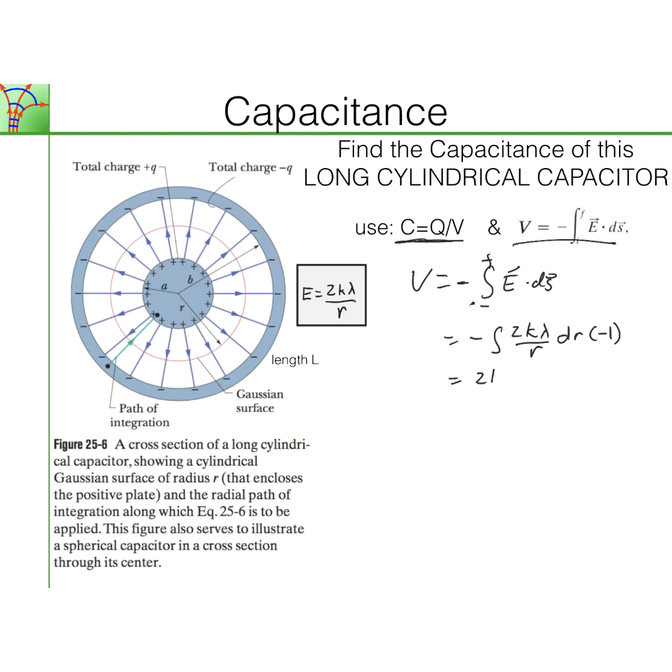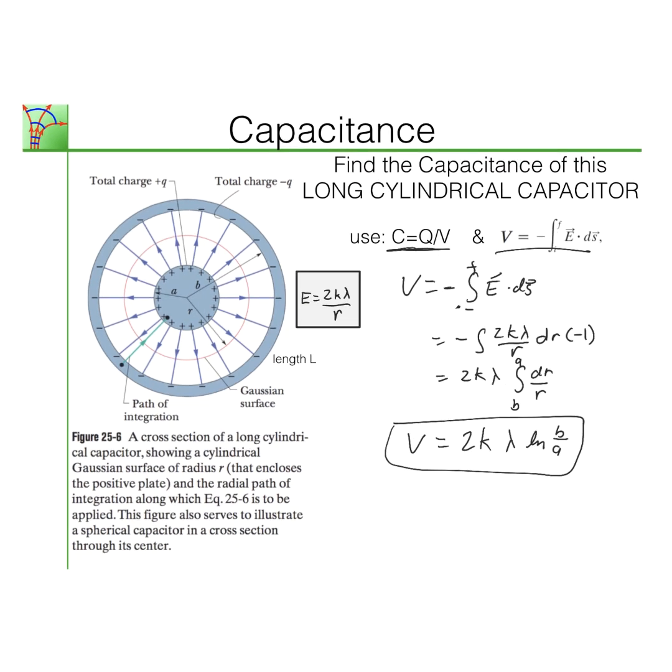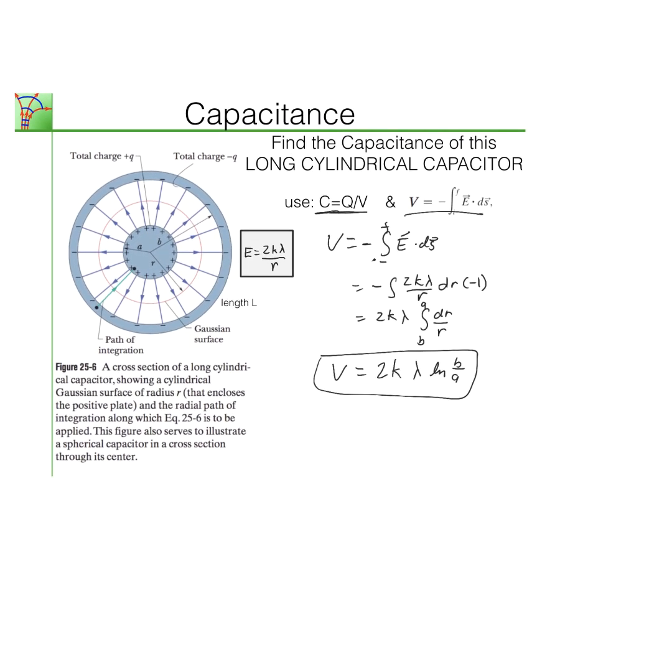Let's pull out the constants, 2k lambda. It's the integral from the outer to the inner, so from B to A of dr over r. And if you look at that, the integral of 1 over r is a natural logarithm. We plug in the endpoints and we simplify. We end up that the voltage is 2k lambda natural logarithm of B over A. So we're basically almost all the way there. All we need to do now is calculate the capacitance, right?